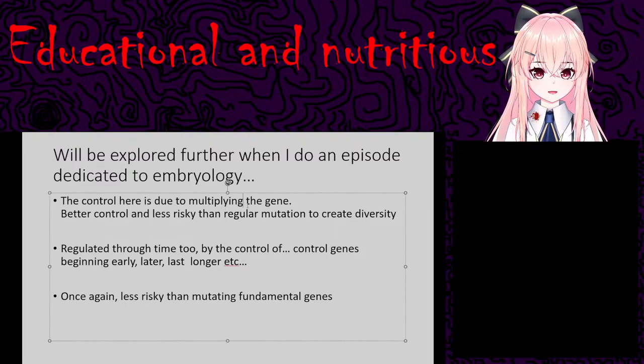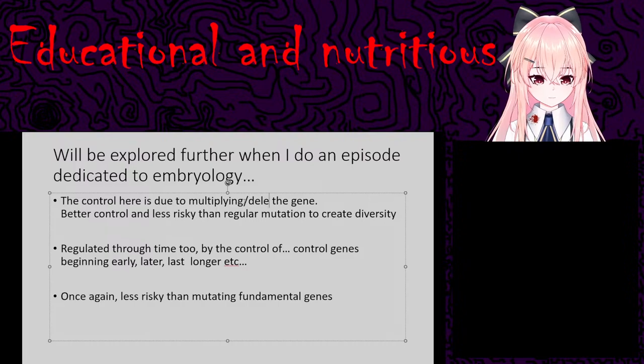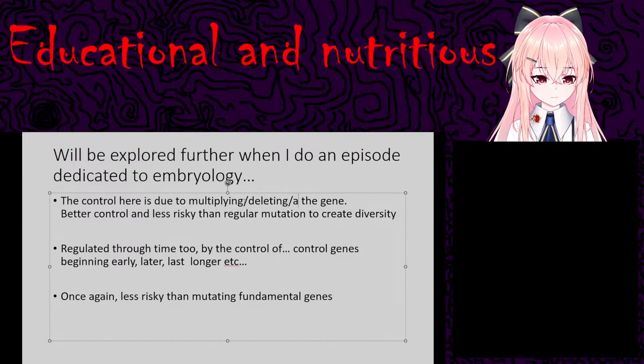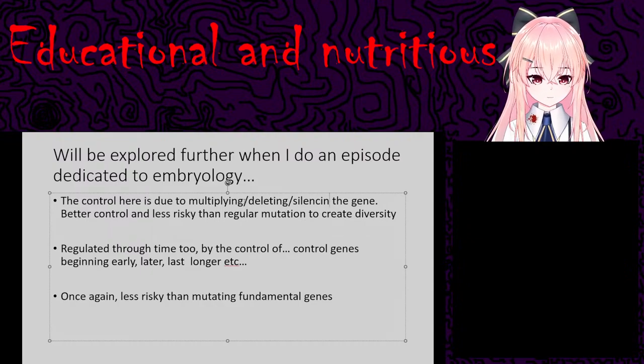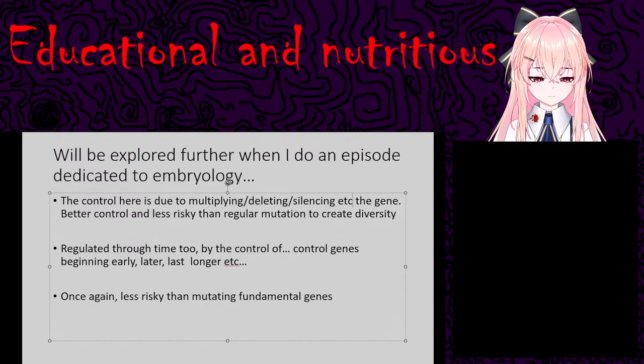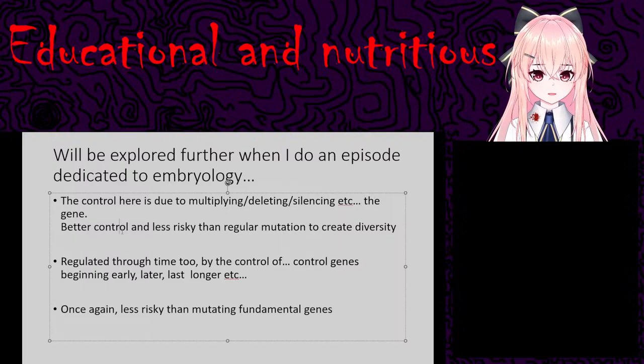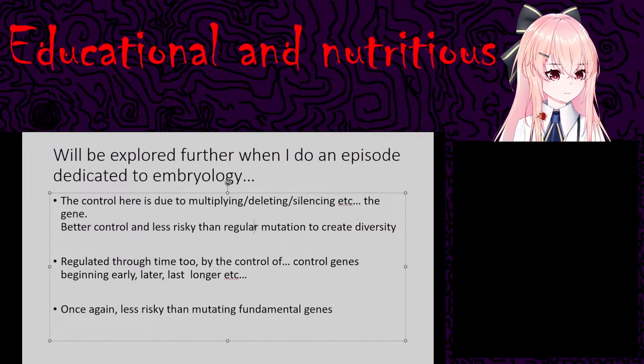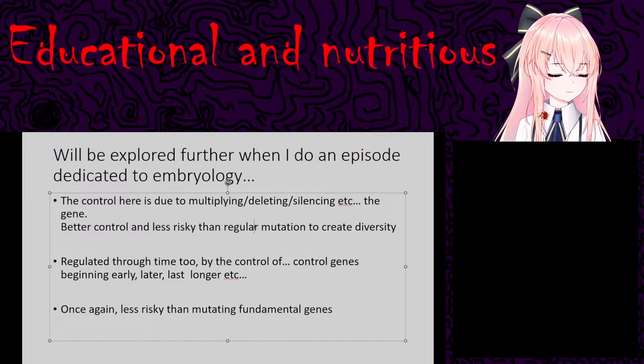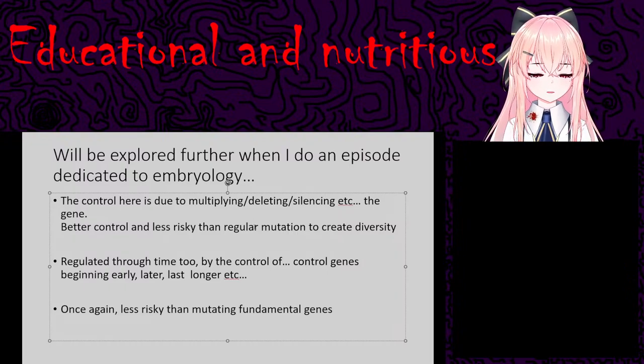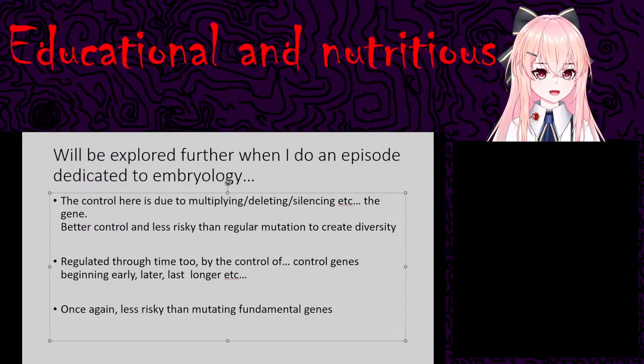Multiplying the gene, deleting the gene. Multiplying the gene depends. It's multiplying, deleting, altering, silencing, etc. It's better control and less risky than regular mutations. Because you get a mutation of something fundamental molecularly, not great.